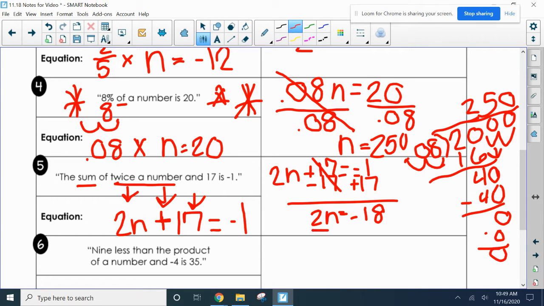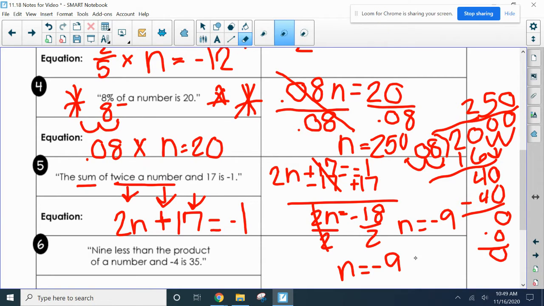We can divide both sides by that 2. And then n is equal to negative 18 divided by 2. 18 divided by 2 is 9. A positive and a negative is going to be negative 9. Awesome. I'm going to move this here, so that's out of our way to do this next one. All right.